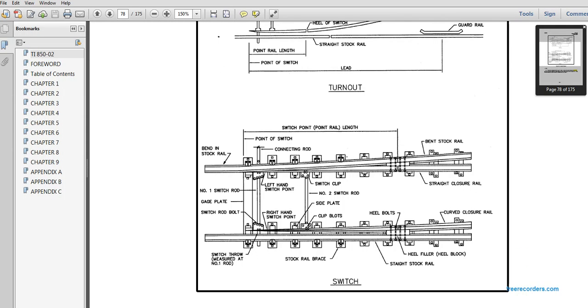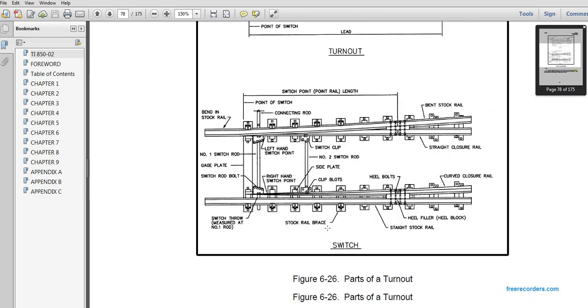The switch is shown with a bent stock rail through the switch point rail length. The point of the switch has a connection rod, the left-hand switch point, the right-hand switch point, the number one switch rod, the gauge plate, the switch rod bolt, the switch throw measured at the number one rod, stock rail brace, clip bolt, side bolt plate, number two switch rod, switch plates, heel bolts and heel filler, straight stock rail, and curved closure rail off the straight closure rail, while maintaining tightness on the straight closure rail going to the bent stock rail at the switch.